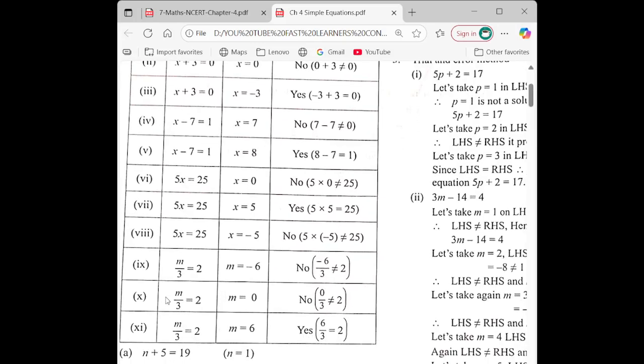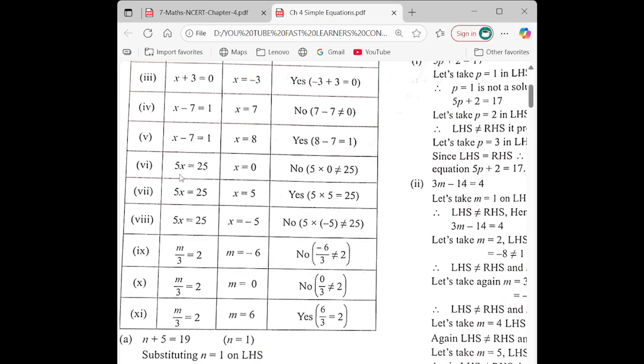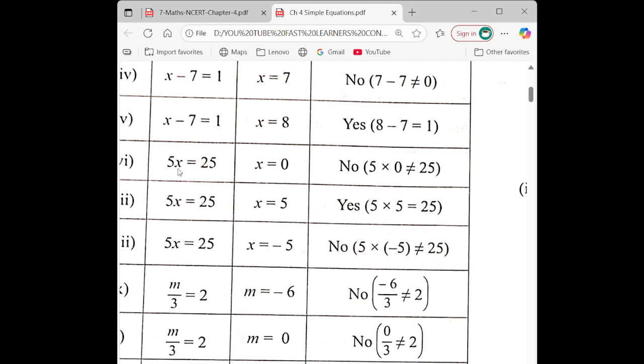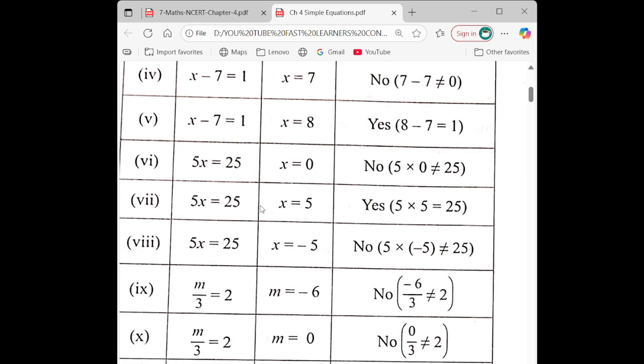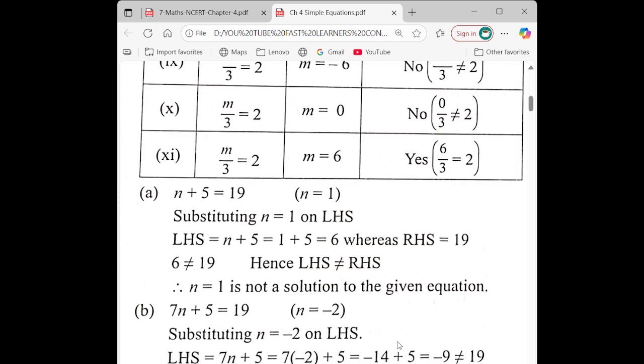The same way you will keep on putting the value of x in here. For example, let's have a look at this fourth one. 5x equal to 25. Here if you place x as 0, the whole number will be 0. So 0 is not equal to 25, and that is the reason it is not satisfied. 5x equal to 25, and what if you take x as 5? If you take x equal to 5, that means it is 25, and yes, it satisfies the equation. Same way, you will be placing the value of m in the equation, and you will check whether the equation is satisfied or not.